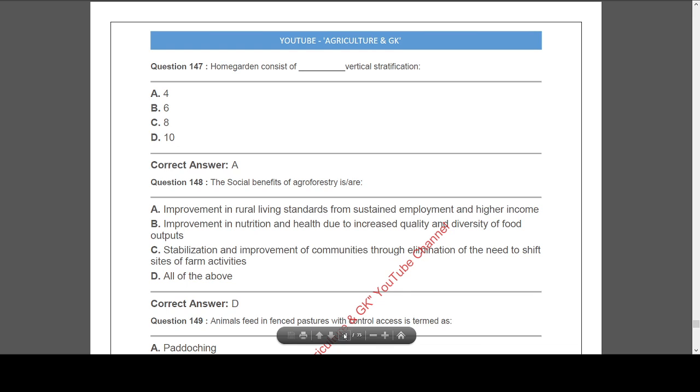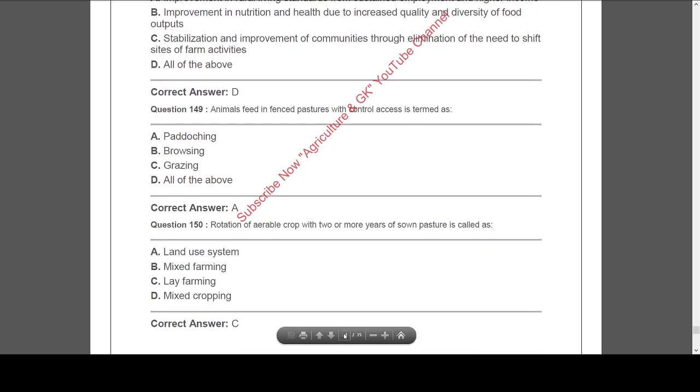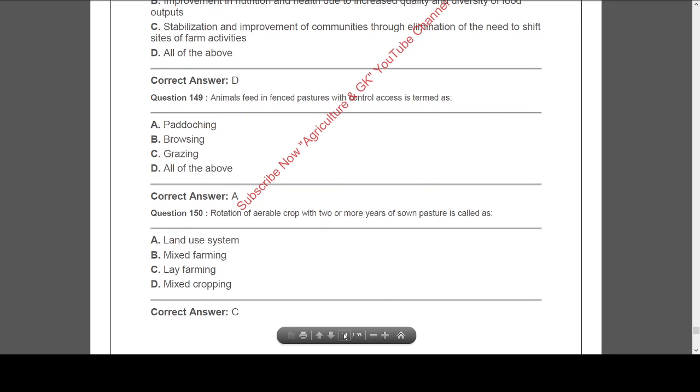The social benefits of agroforestry are improvement in the rural living standards for sustained employment and higher income, improvement in nutrition and health due to the increased quality and diversity of food outputs, stabilization and improvement of communities through elimination of the need to shift sites of the farm activities. It is all the above. Animals fed in fenced pastures with controlled access is termed paddocking. The rotation of arable crop with 2 or more years of sown pasture is called lay farming.